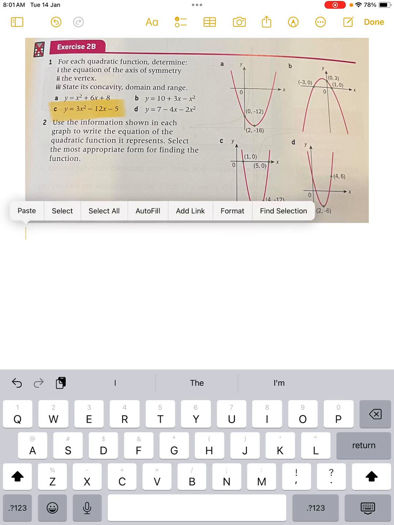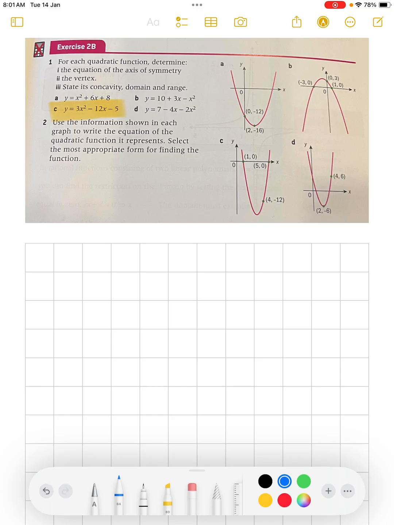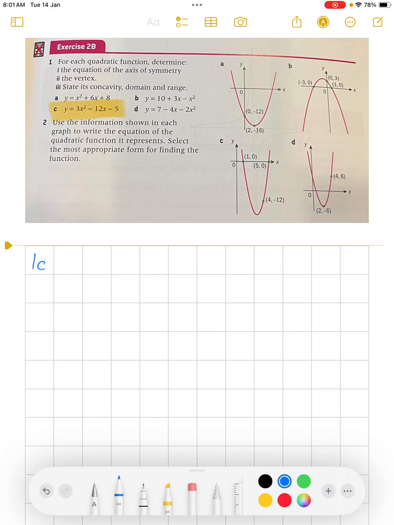Thank you for joining me on this question in exercise 2b. I'm going to be looking at question 1c. This is for each quadratic function. Determine the equation of the axis of symmetry, the vertex, its concavity, domain and range. So the equation is y equals 3x squared minus 12x minus 5.